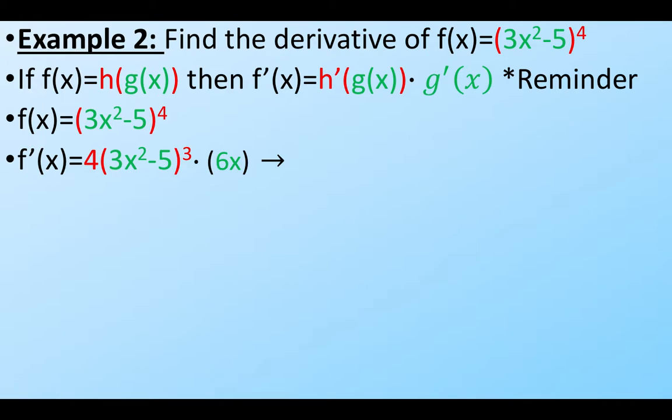Next, what you want to do is simplify this. 4 times 6x is going to give you 24x. And you are done. That is your derivative, and that is it. You do not have to FOIL out the 3x squared minus 5. You don't have to do that 3 times. Absolutely not. This is your fully simplified form. Let's go ahead and circle your answer.